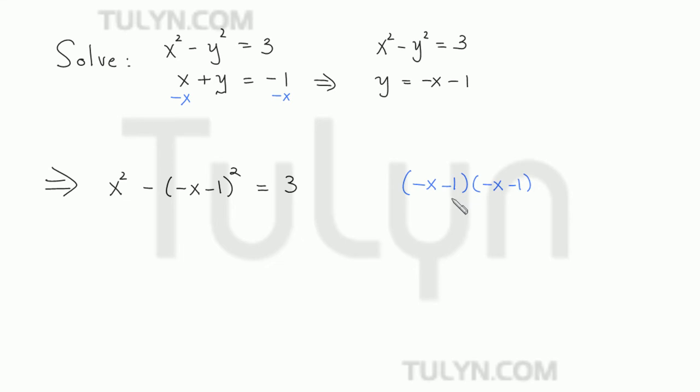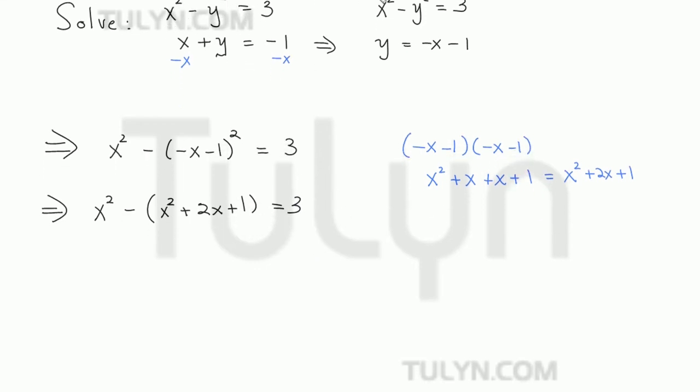Minus x minus 1 times minus x minus 1 is equal to x squared plus x plus 1. So that's x squared plus 2x plus 1. So substituting that for minus x minus 1 squared, we get x squared minus, remember this negative sign goes for the whole value, so when we rewrite it, we have to put a parentheses. So we have x squared plus 2x plus 1 is equal to 3.